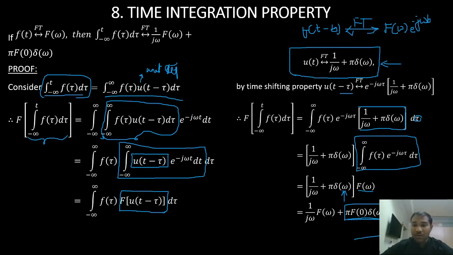So this is how we will get the time integration property. Don't worry about this part. This part we will see in the Fourier transform of elementary signals, standard signals. Okay, so that is the end of the time integration property. We'll move on to the next property.